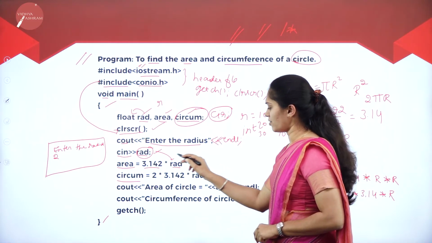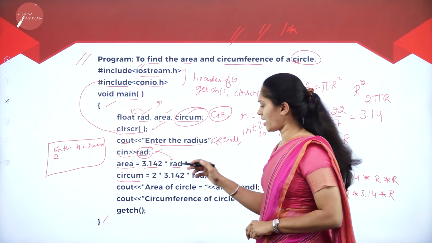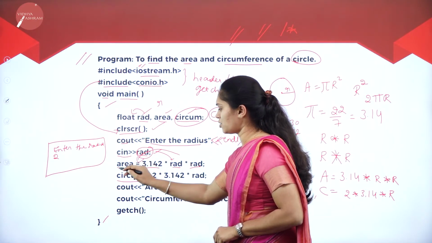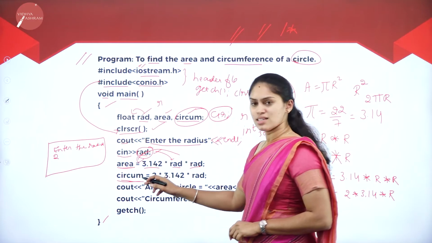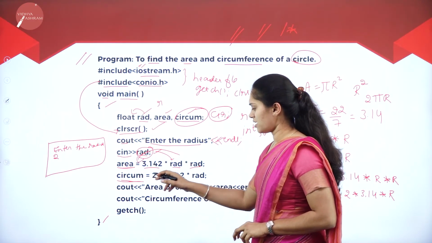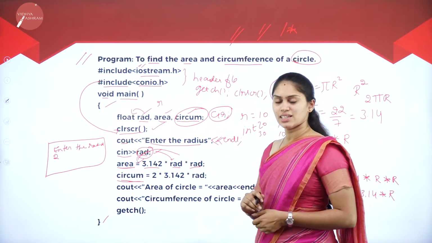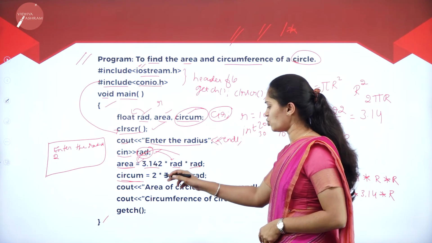Whatever calculation result we get will be copied to this area variable. And we have one more calculation, that is circumference. CIRCUM is equal to, how are we going to find the circumference of a circle? That is 2 pi r.